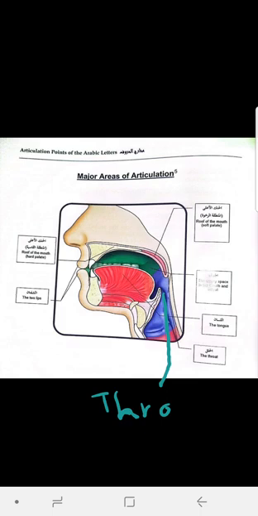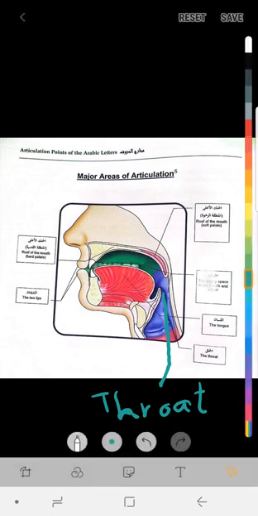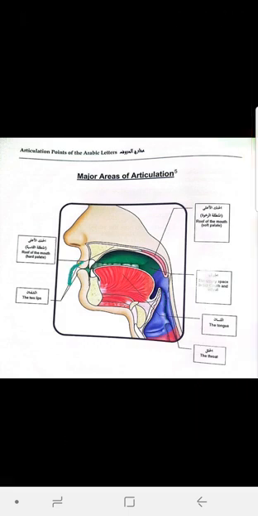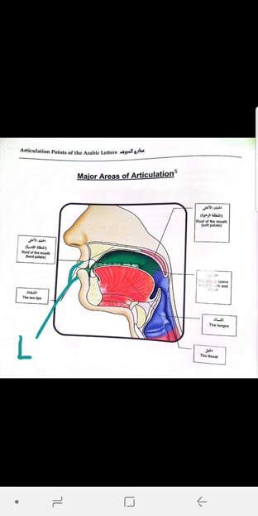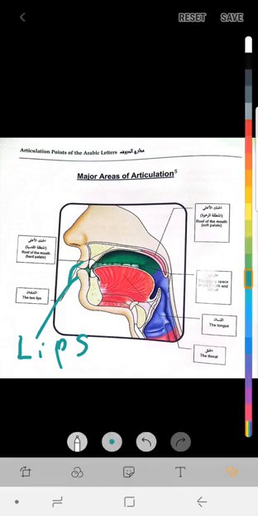This one is our throat, al-halq. And these two are the two lips. In Arabic we say ash-shafatan, the two lips. So hope you understand.